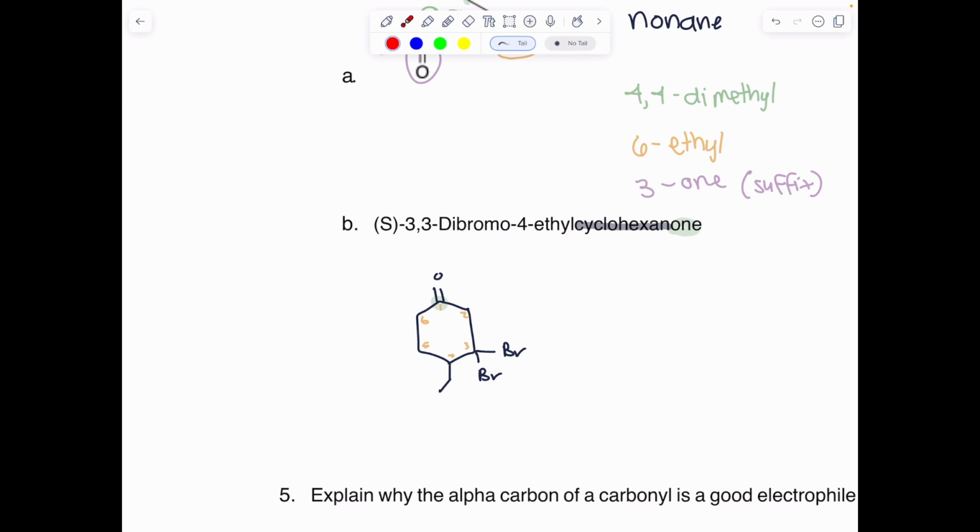In order for it to be S configuration, let's figure out priorities. This one will have priority 1 because it's a carbon with 2 bromines. This will have priority 2 because it's a carbon connected to the longer carbon chain. And this will have priority 3 because it's the shortest carbon chain, and then 4 is the invisible hydrogen. So if this is 1, 2, 3, that is S if the ethyl group is on a wedge. So we're going to put it on a wedge in order for the stereochemistry to be accurate.